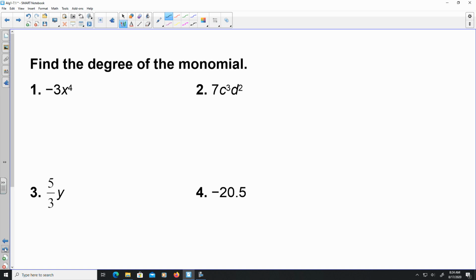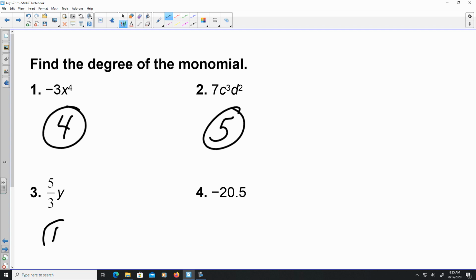So again, looking at these, the first one is going to be 4. The second example is 3 plus 2, which is 5. The third example here is just 1. And the fourth example has no variable, so it is 0.